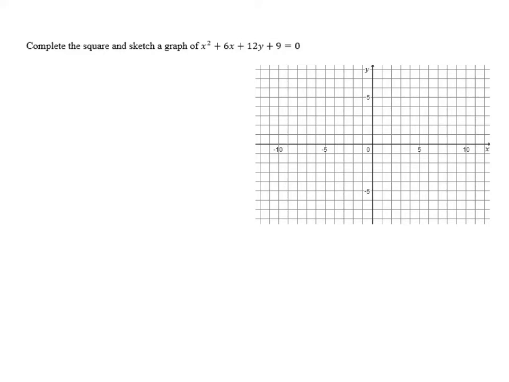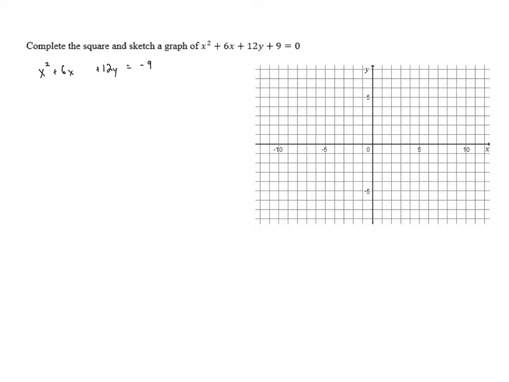Complete the square and sketch a graph of x squared plus 6x plus 12y plus 9 equals 0. Well, what I'm going to do first is move the constant term to the other side, just so that it's out of the way. So we've got x squared plus 6x, and then we also have plus 12y equals, on the right-hand side, negative 9.